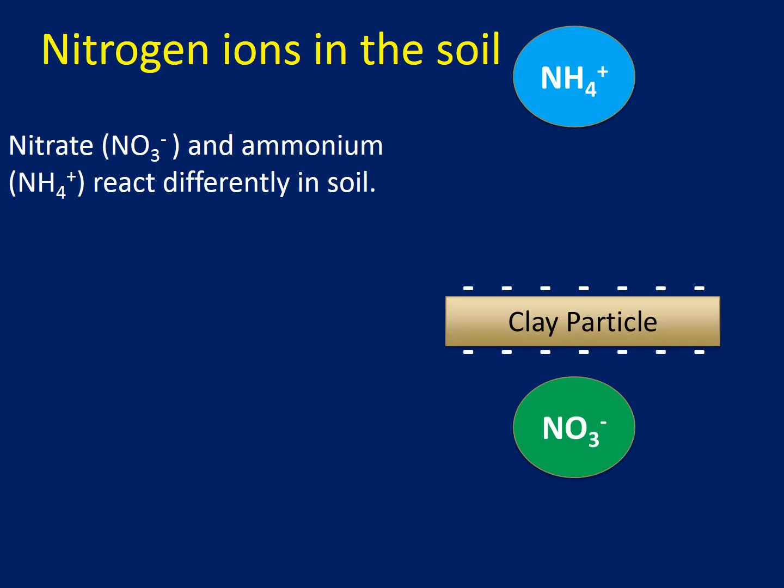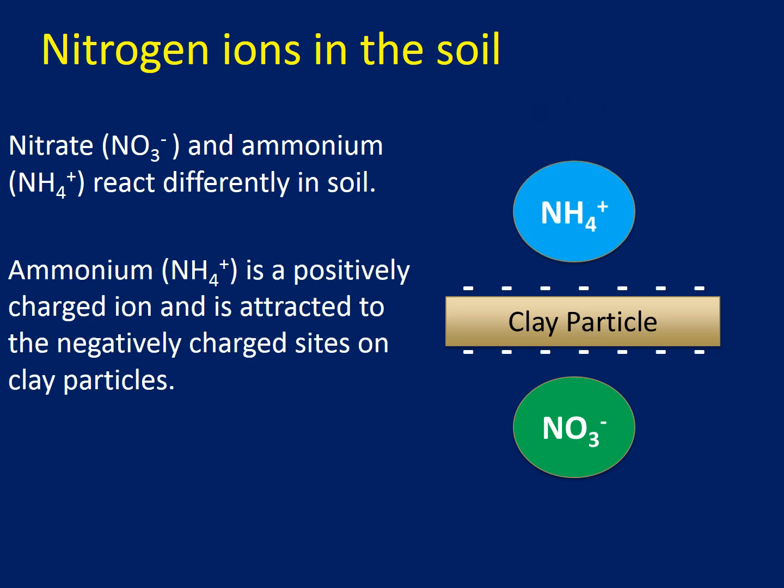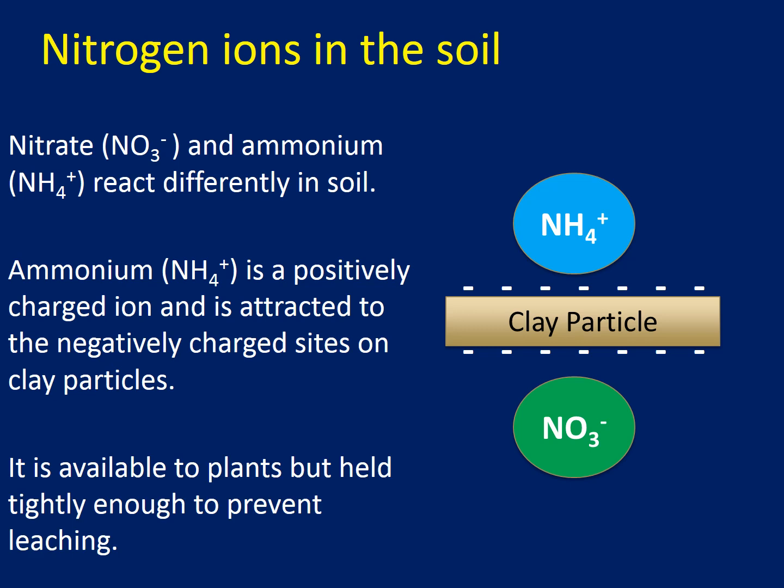Now, this is an animation that shows the difference between nitrate and ammonium and how they react in the soil. The ammonium is a positively charged species, and so when it comes into contact with soils in general, which have an overall negative charge, it's going to be attracted to that because it's got a positive charge and the clay particle has a negative charge, so those opposite charges attract. And so what this does is it allows for the ammonium to be held within the soil more, and the plants are still able to access it.